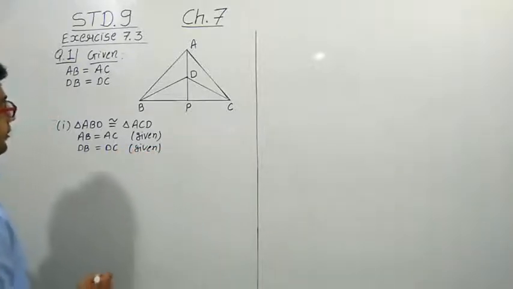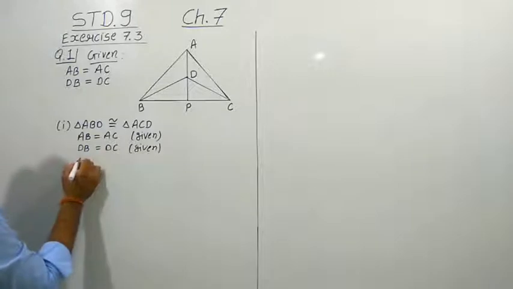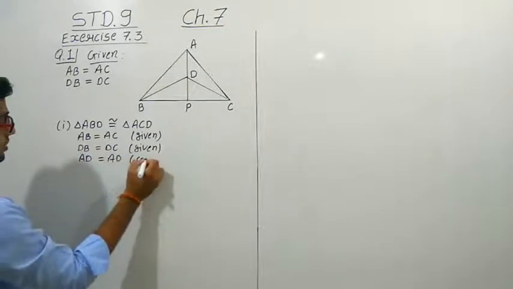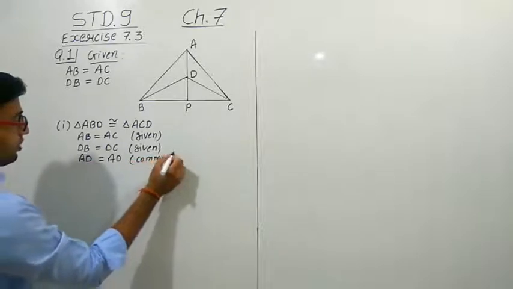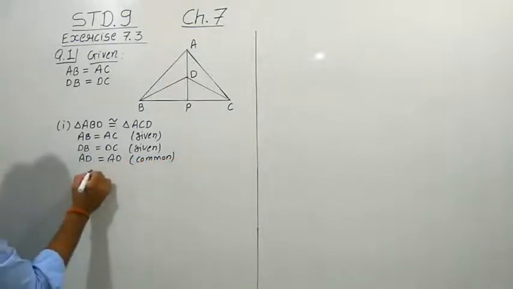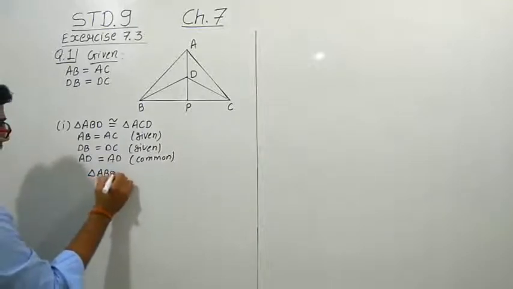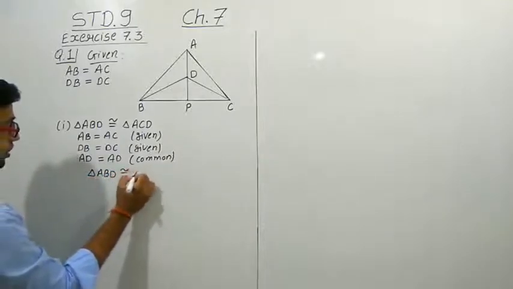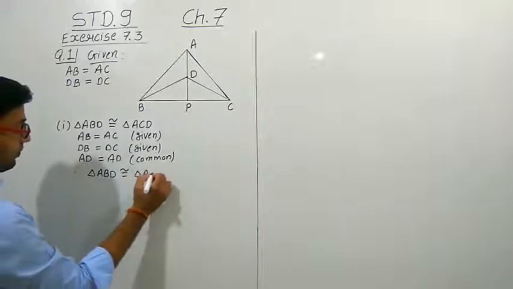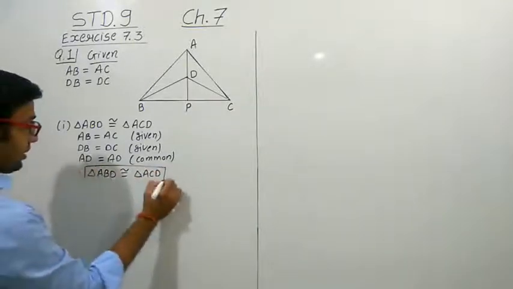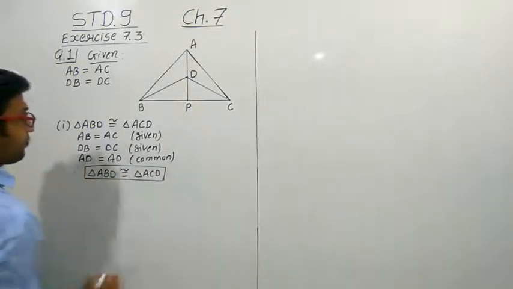Third thing we can write down: you can notice that side AD is common. AD is equal to AD. This side is common in both the triangles. So therefore we can state that triangle ABD is congruent to triangle ACD. So this is the first thing that we have to prove.